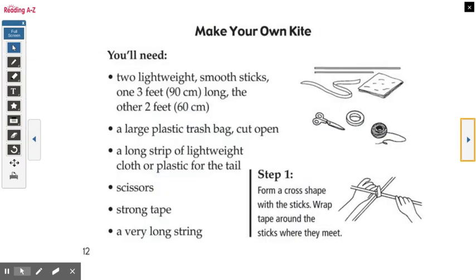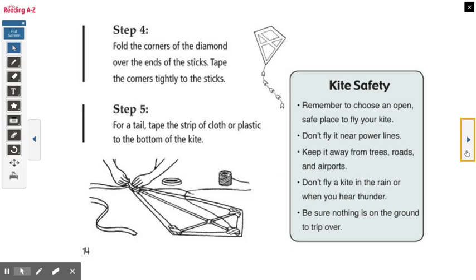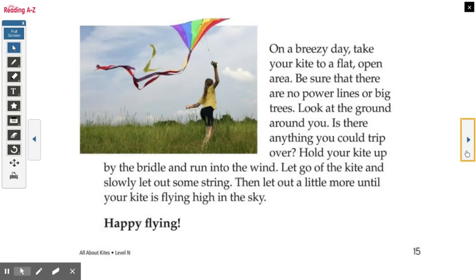Okay, now it has directions for making your own kite. You're welcome to pause this so that you can try it. Here's the steps. Here's the last page of steps. And then we're on the last page.